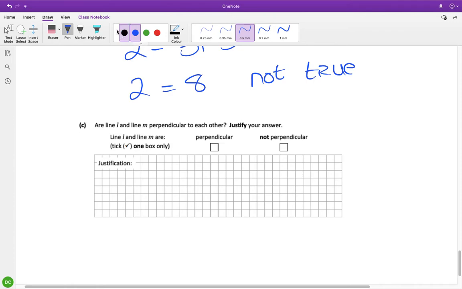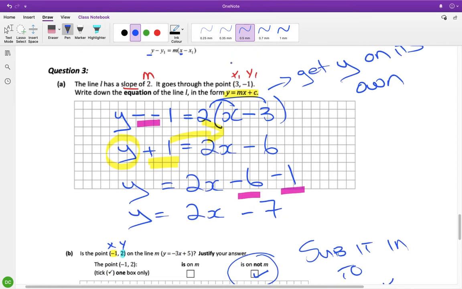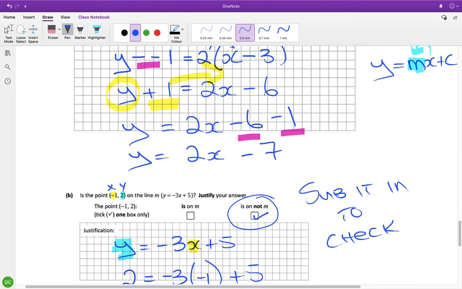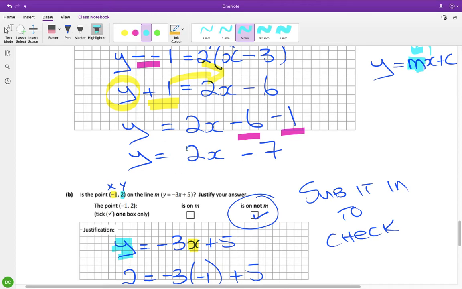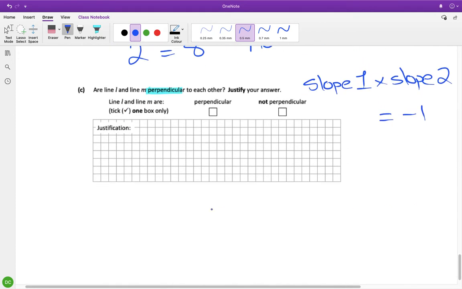Okay, so question here is, are these two lines perpendicular? If they're perpendicular, then you find the slope of one, multiply it by the slope of the second one, and you should get minus 1. How do you find the slope? When you have y equals mx plus c, there's your slope. It's right in front of the x. So here's my first line. This was the one I figured out. So what was in front of the x? A 2. So the slope of my first line is 2.